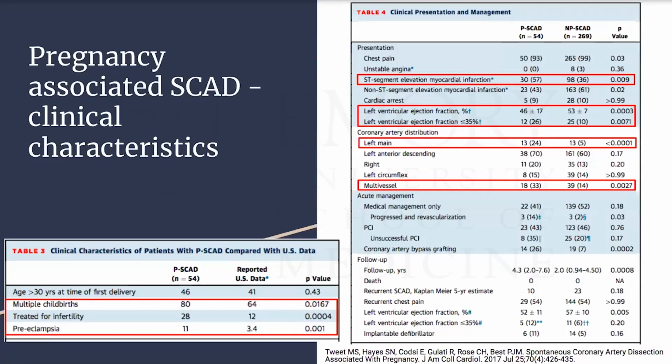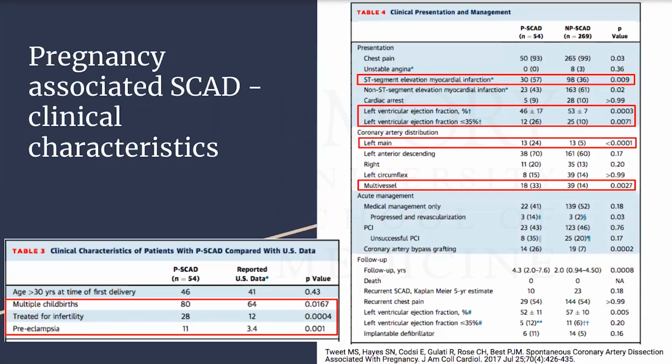In this Mayo registry of about 54 women with pregnancy-associated SCAD, these women were younger and less likely to have concurrent FMD, but they were also more likely to present with STEMI and have a lower mean EF at SCAD diagnosis, with more frequent findings of an EF of less than 35%. Those with pregnancy-associated SCAD were also more likely to experience SCAD affecting the left main or multivessel dissections.